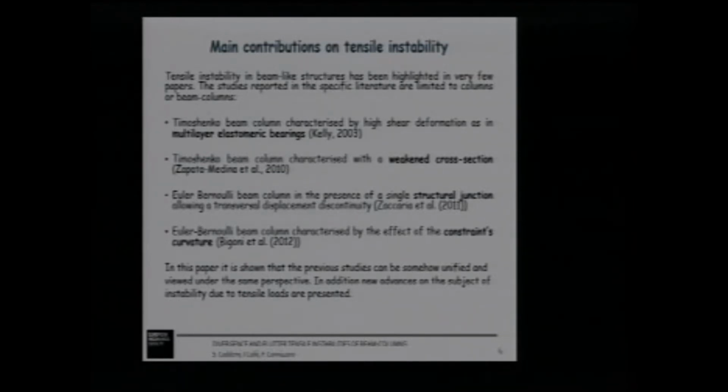There are very few papers on this topic, and these studies are limited to Timoshenko beam columns or columns with high deformability due to, for example, multi-layer elastomeric bearings, or in weakened Timoshenko columns. On the other hand, there are a few studies on Euler-Bernoulli beam columns in presence of structural junctions and with a curved constraint.